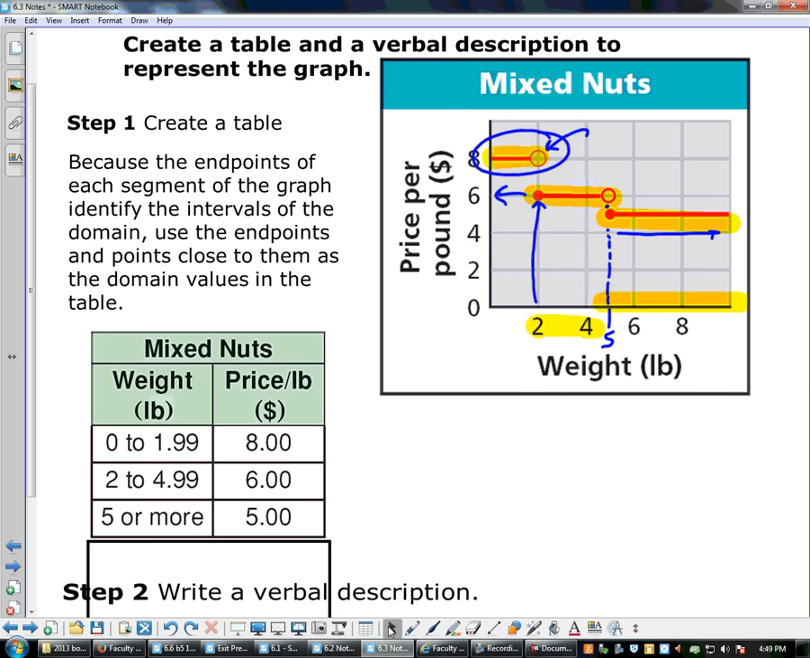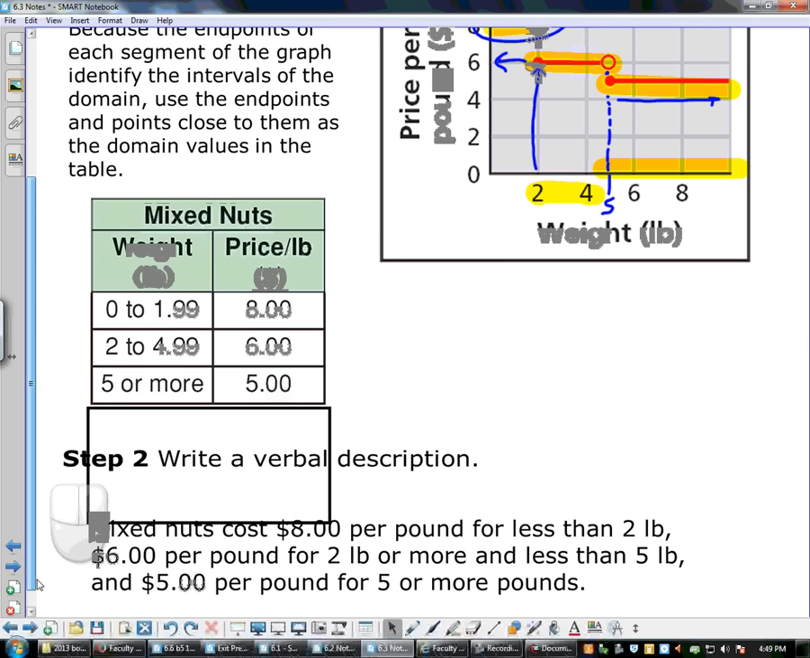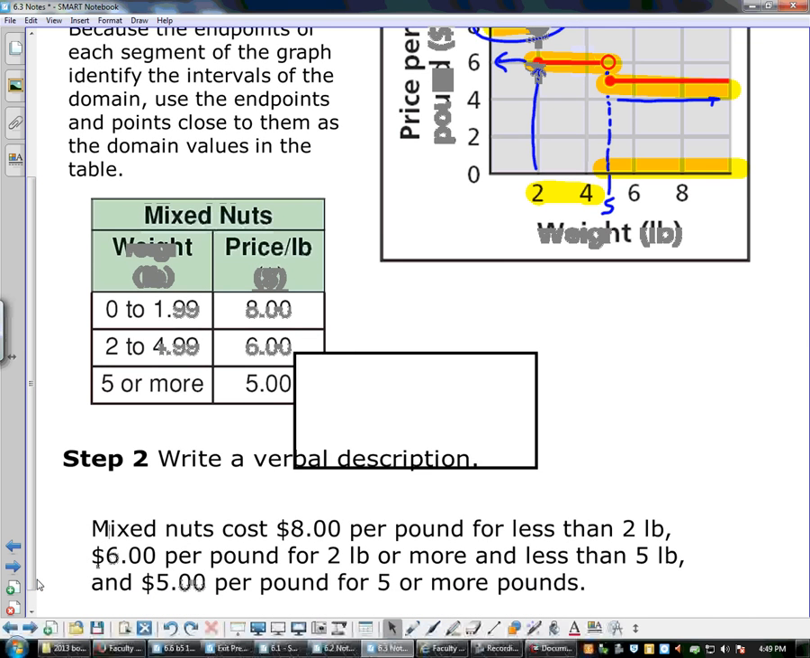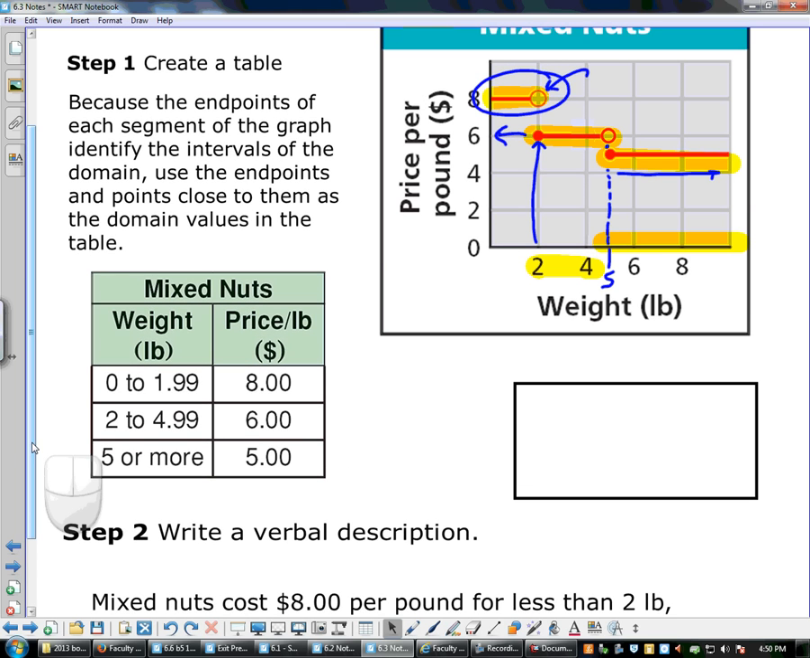Okay, so at this point we are going to want to write a verbal description. So the verbal description could be that mixed nuts cost $8 per pound if you're going to buy less than 2 pounds, $6 per pound if you're going to buy 2 pounds or more but less than 5 pounds, and $5 per pound if you're going to buy 5 or more pounds. So that's the verbal description that would go along with this table and also go along with the graph.